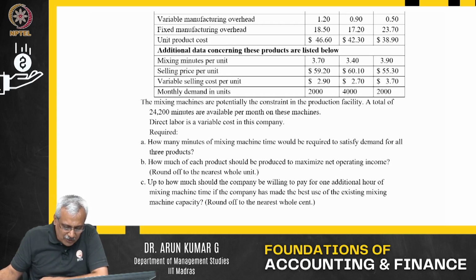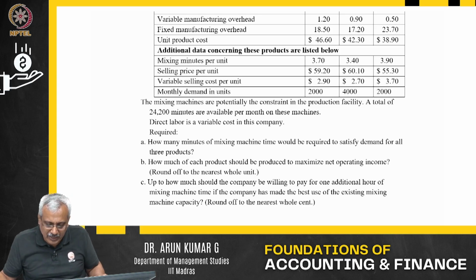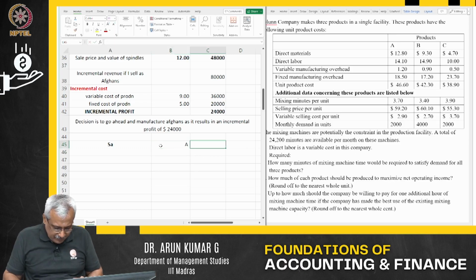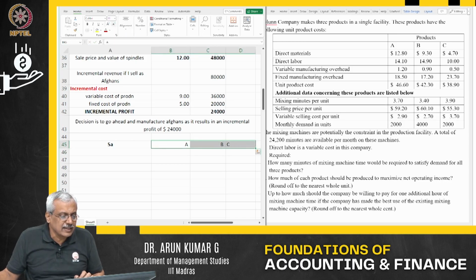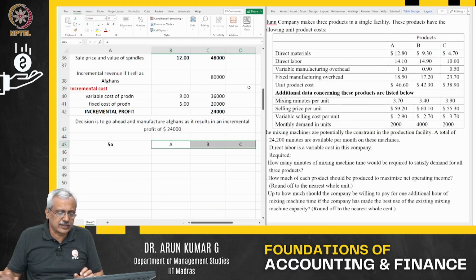How many minutes? Now let us go back to the problem. I am just going to divide the screen now into two parts. That makes it a little easier. Now, what is the problem? Let us look at 5A. There are three products A, B and C, three basic products. Let us center it as we go along. I have just centered it.